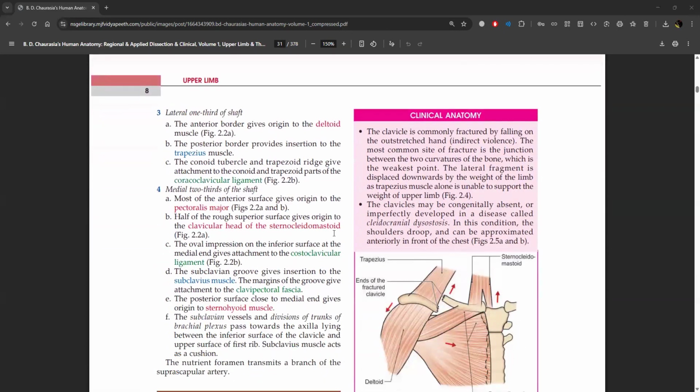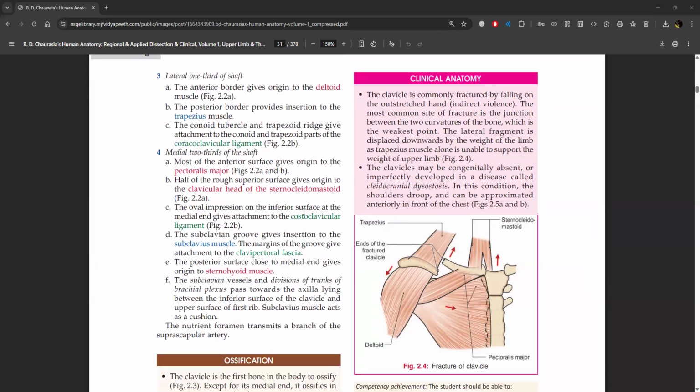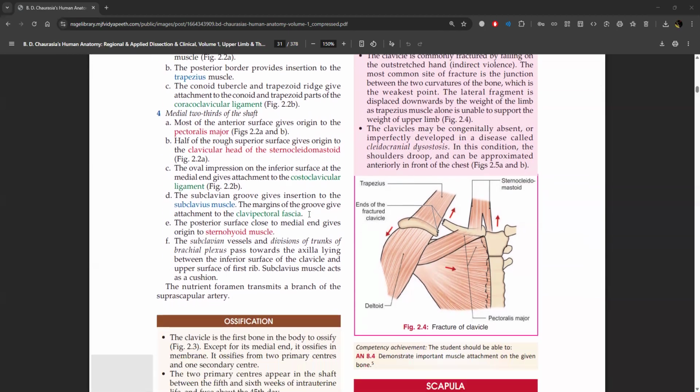Third, lateral 1/3 of shaft. A. The anterior border gives origin to the deltoid muscle, Figure 2.2a. B. The posterior border provides insertion to the trapezius muscle. The conoid tubercle and the trapezoid ridge give attachment to the conoid and trapezoid parts of the coracoclavicular ligament, Figure 2.2b. Fourth, medial 2/3 of the shaft.